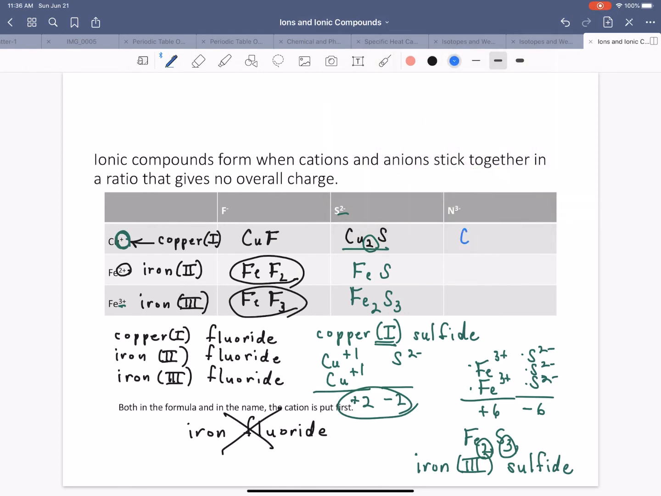Copper 1 nitride, iron 2 nitride, we're going to need 3 iron 2s to have +6 and 2 nitrides to have -6. And then iron 3 nitride comes together in a 1-to-1 ratio because +3 and -3 adds to 0.